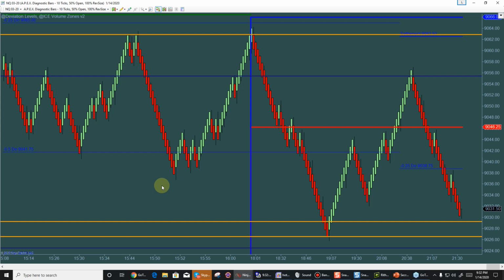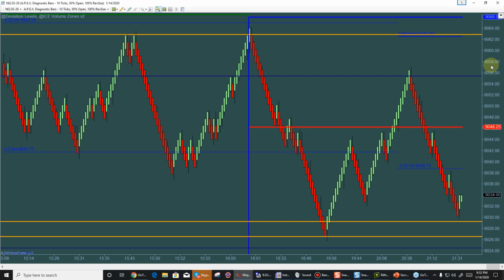Now, talking about deviation. What the ICE levels are is 70% of the volume from the previous day. That's what ICE is. That's what market profile is. Now, I've taken it and made it more accurate by plotting it based on the right time frame for the close.